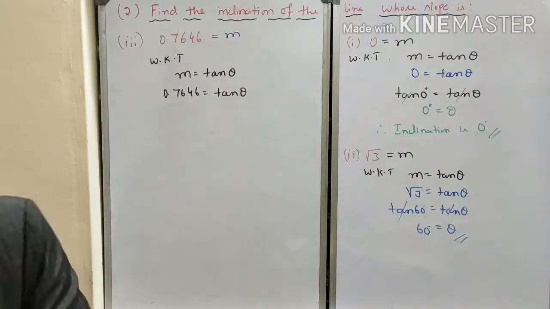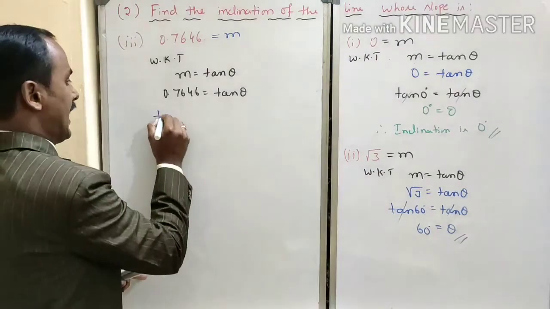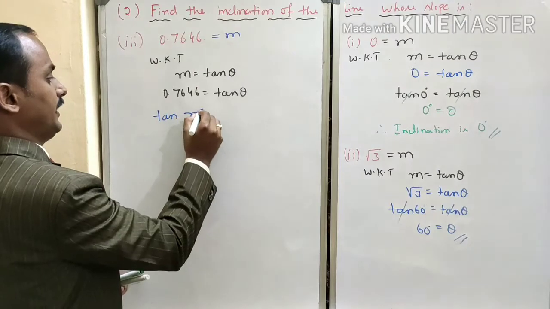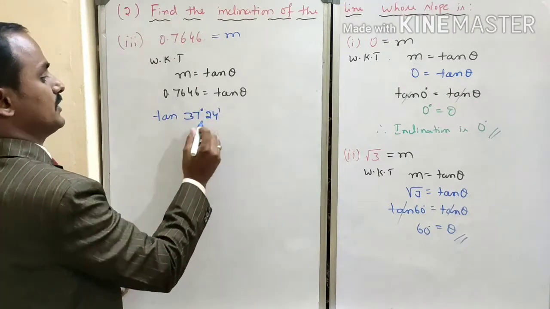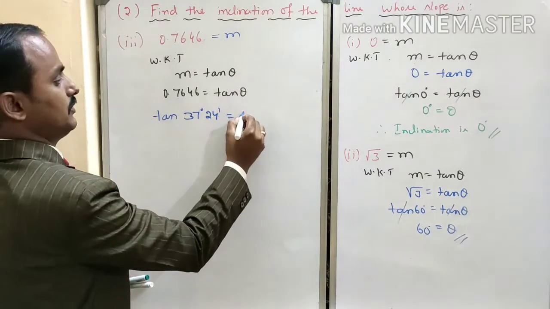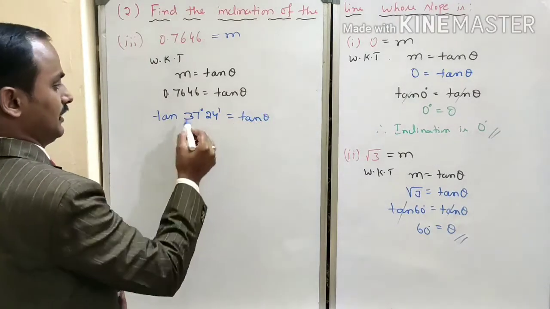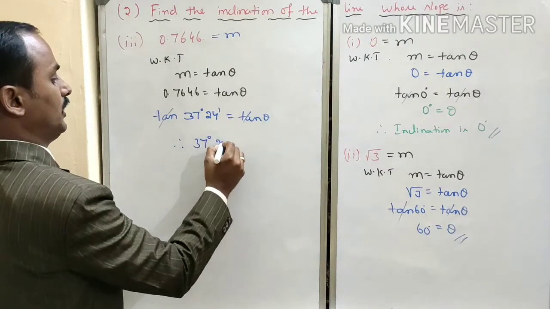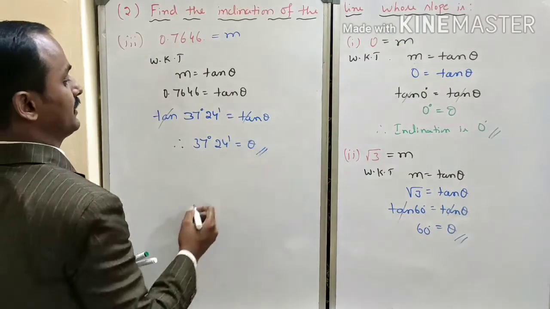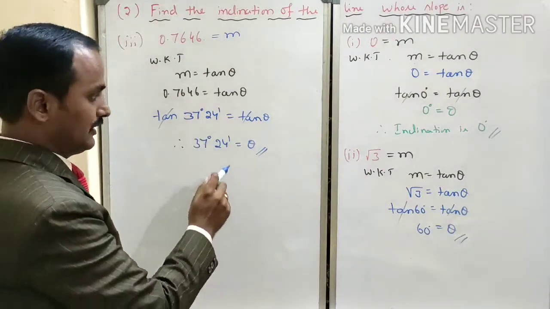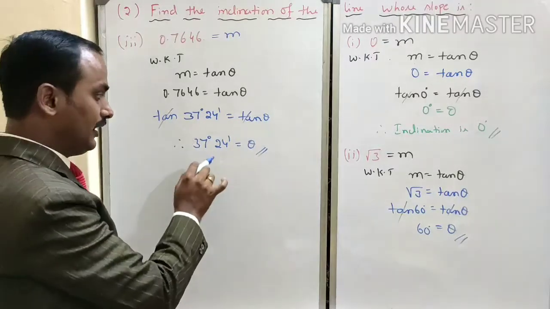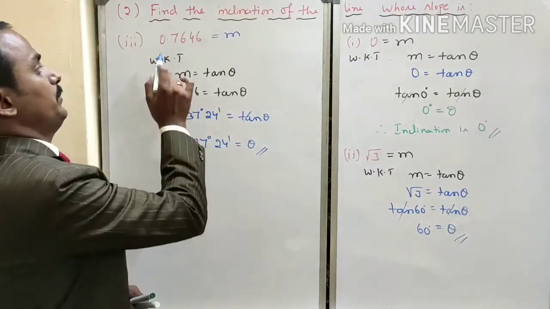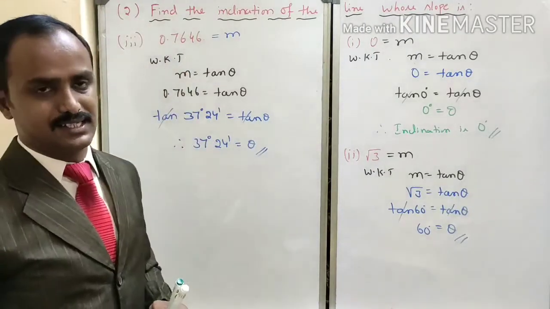Shall I write that value, dear children? Look here. Tan of which angle gives this value? 37 degree, 24 minutes: 0.7646 is equal to tan theta, dear children. Tan cancel. Finally, we got it: 37 degree, 24 minutes is the inclination. This is the inclination of the line whose slope is 0.7646, dear children.